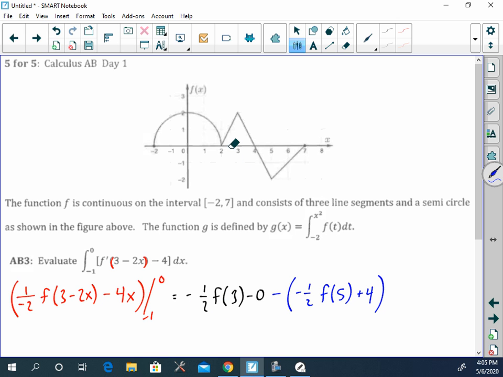F of 3. Our f of 3 is 2. So we got -1/2 times 2. Then this negative, be careful, you distribute it here. So this turns into plus 1/2. F of 5 is -2. And then instead of plus 4, it'll be minus 4.